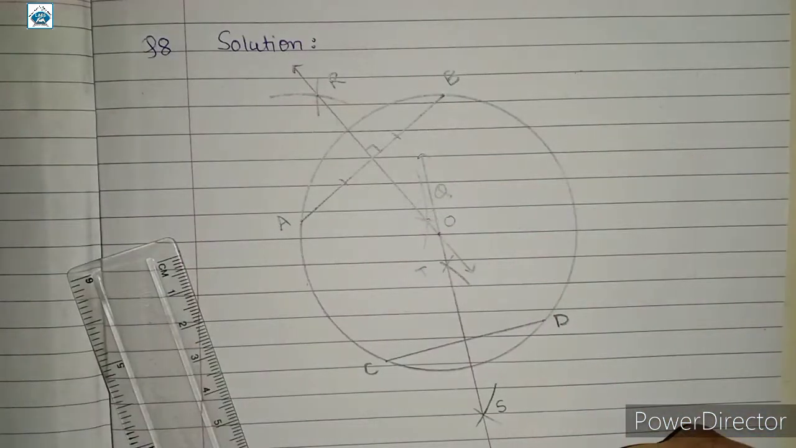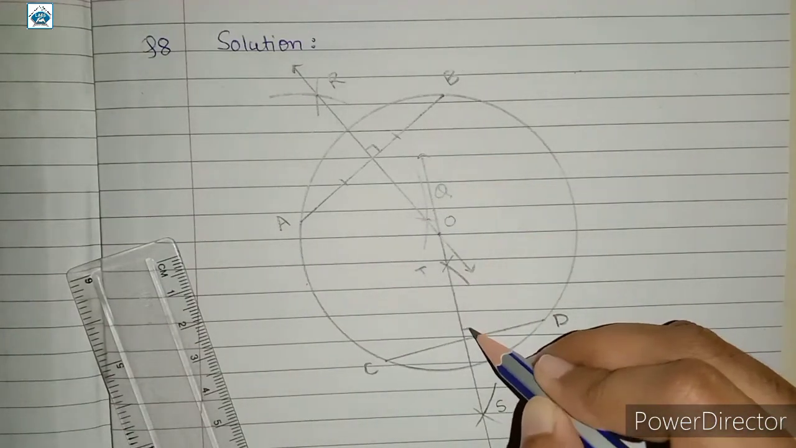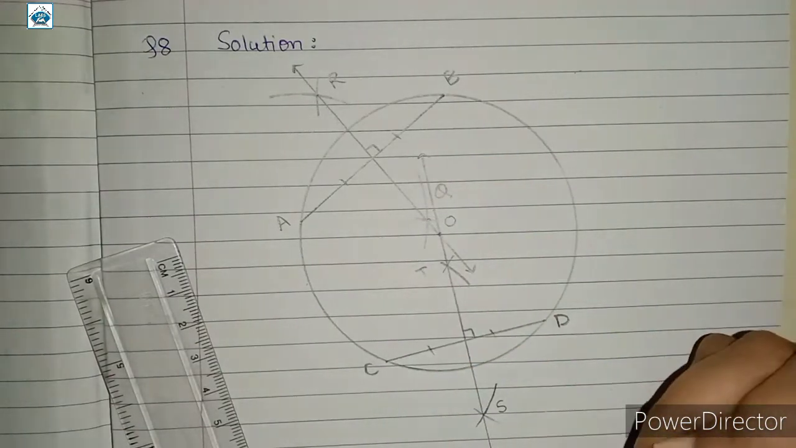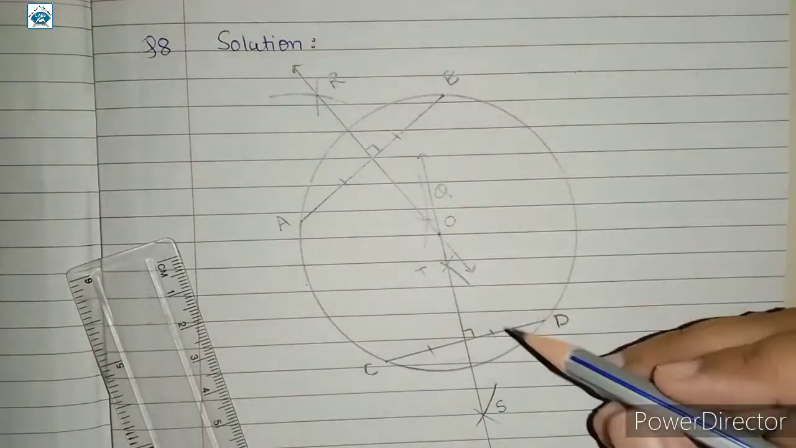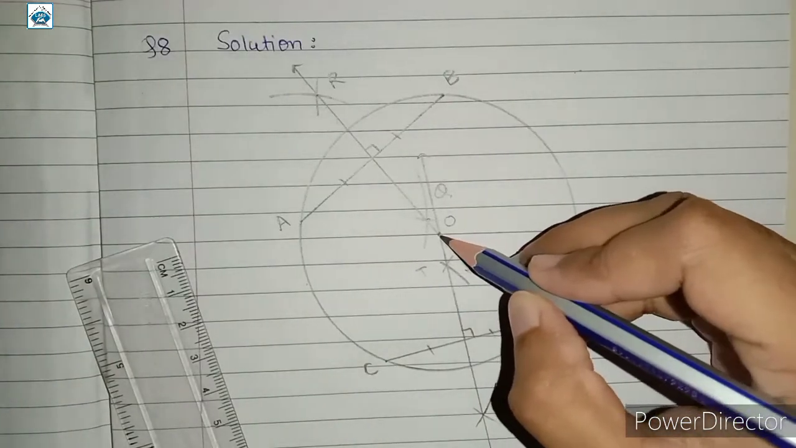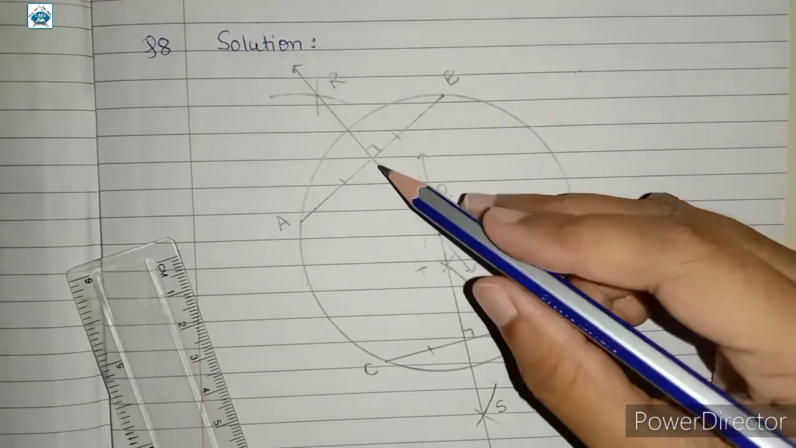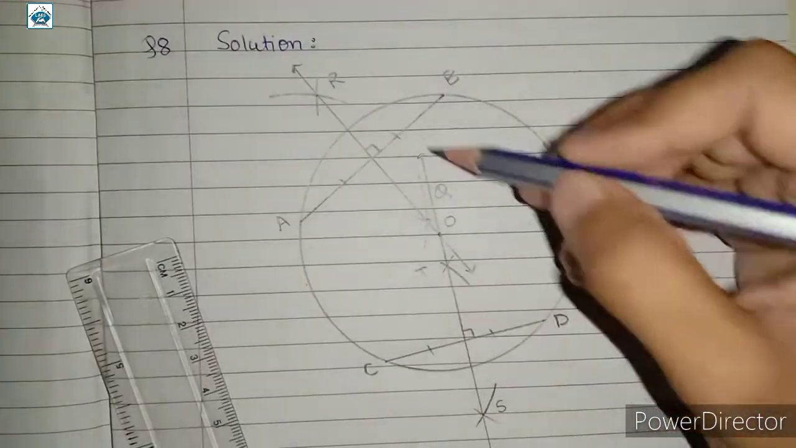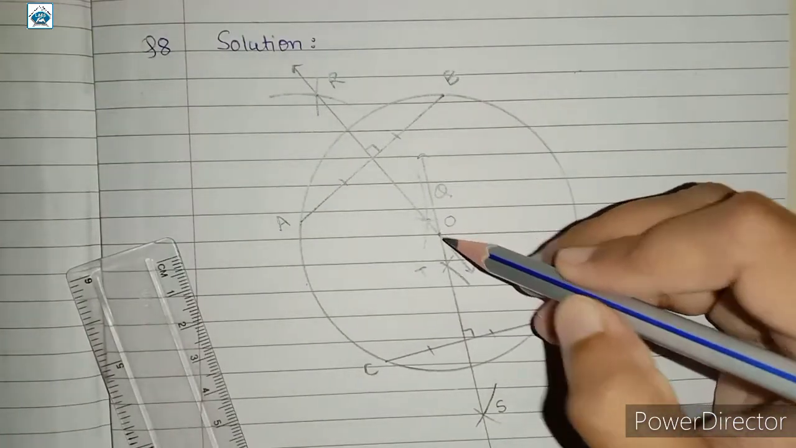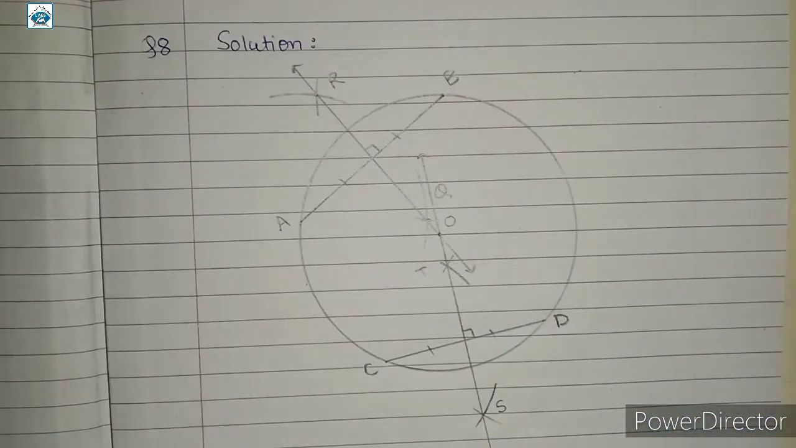So here I have drawn the perpendicular bisector of chord CD, and this also passes through the center of the circle, center O. So here you can see that the point of intersection of both these perpendicular bisectors is the center of the circle.